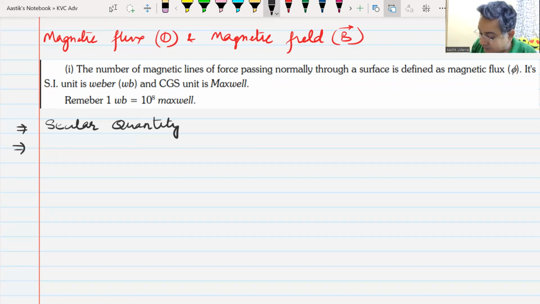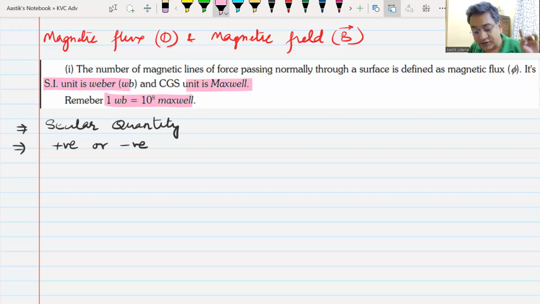It was a scalar quantity. It could be positive or negative. Do you remember this? Outgoing flux was positive, incoming flux was negative. Do you remember this? Yes, sir. The SI unit of magnetic flux is the Weber. The CGS unit is the maxwell. 1 Weber is 10⁸ maxwell. Remember this. Then what is magnetic field or magnetic field strength?